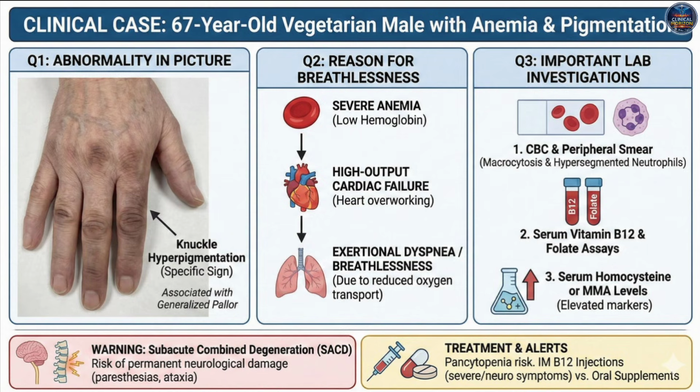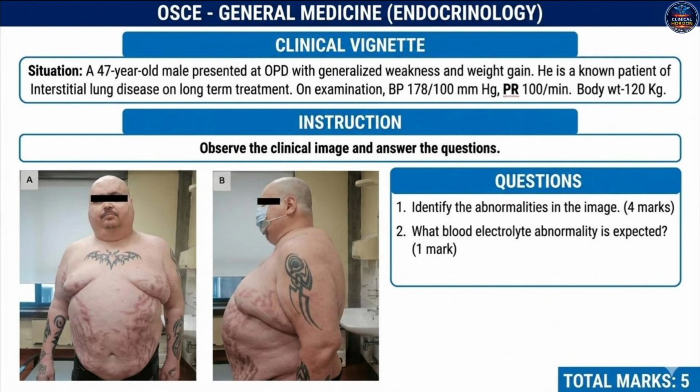Since he is a vegetarian, oral supplements might be enough. But if he has severe neurological symptoms or absorption issues like in pernicious anemia, he will need intramuscular B12 injections to bypass the gut.